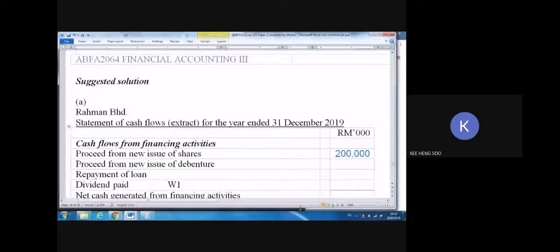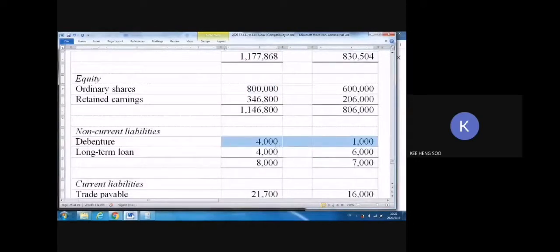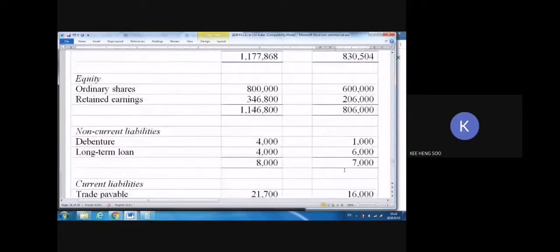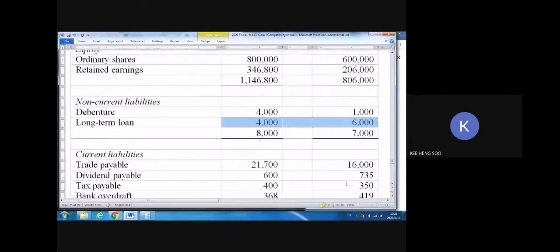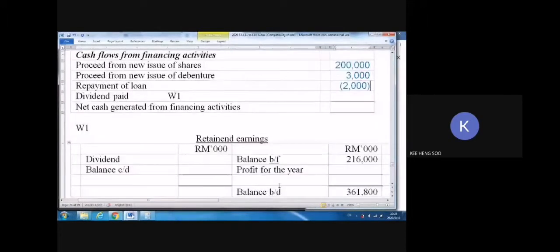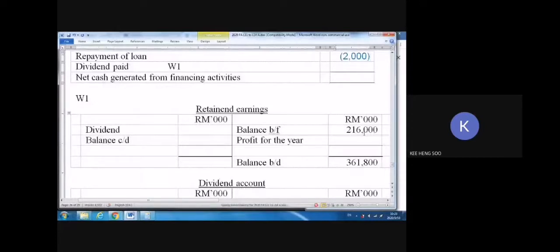Issue of debenture. 3 million. Do you see that? Repayment of loan. You pay 2 million, negative 2 million. Dividend paid. For dividend paid, you need to show the workings. Do you see where I get this 216 and 361?